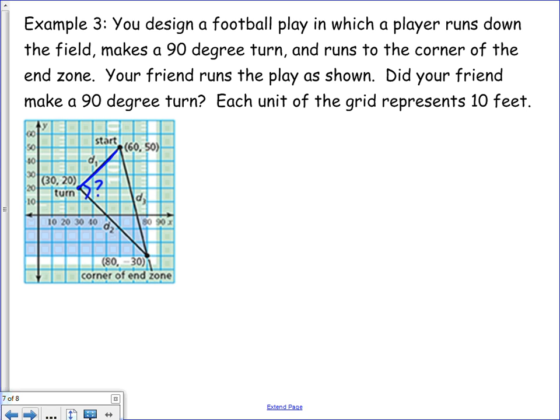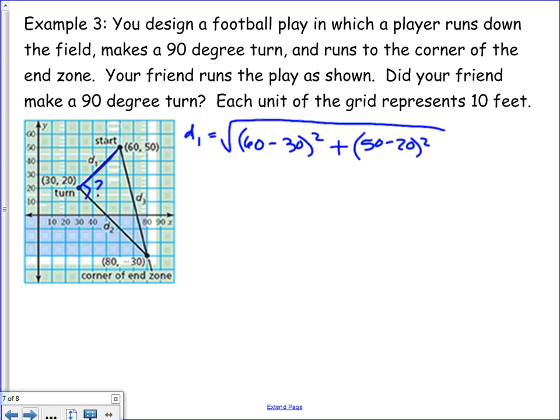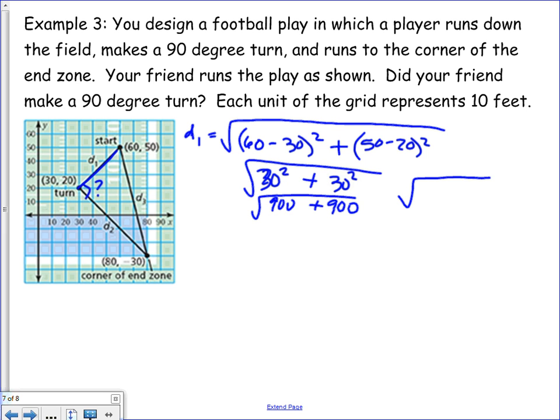So this first distance, okay, distance 1, is the square root of the difference of the x's, which will be 60 minus 30 squared, plus the difference of the y's, 50 minus 20 squared. Okay, so that is 30 squared plus 30 squared. Okay, and that will be 900 plus 900. So it's the square root of 1800 feet for distance 1.